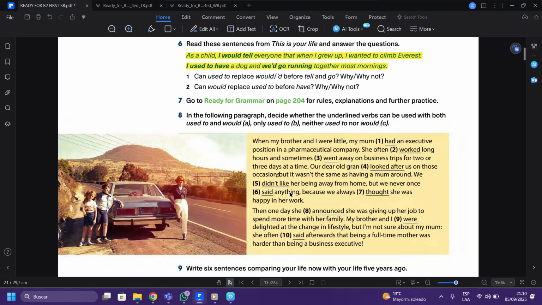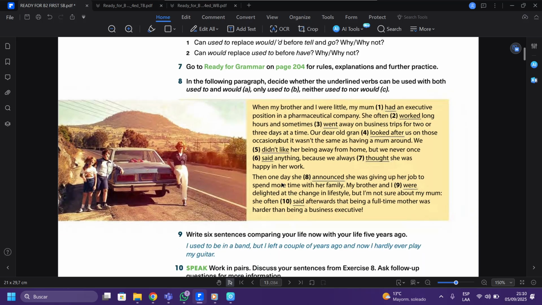Because have is a stative verb, and we cannot use would with stative verbs. Never, right? So don't forget that. Okay, we're going to read the following paragraph, and you have to decide whether the underlined verbs can be used with both used to and would, or only used to, or neither used to nor would. Alright? So let's take a look at it.